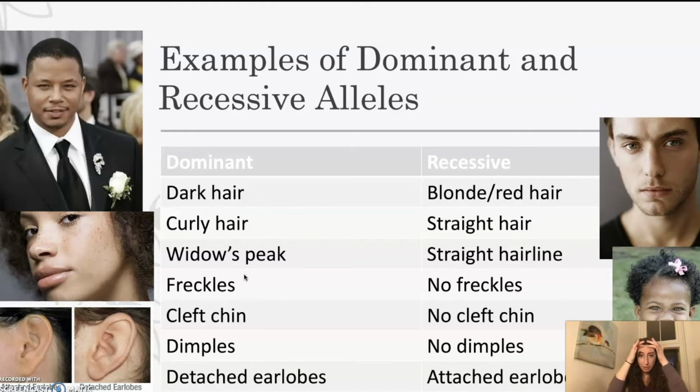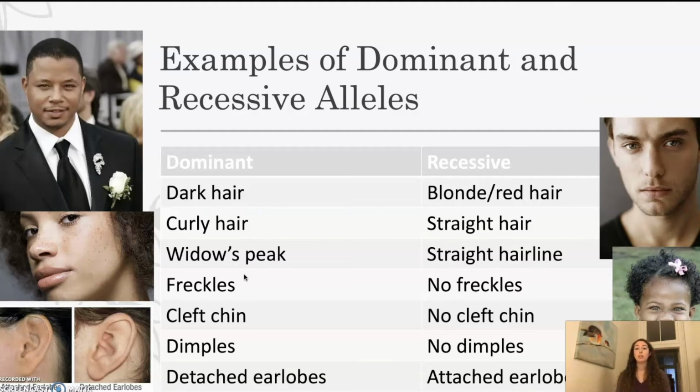Widow's peak. Widow's peak is how your hairline is shaped. So widow's peak is a dominant allele. So if you got a single copy of a widow's peak gene, then you would have that widow's peak. So you can see in the upper left corner, that picture shows what a widow's peak looks like, where it's pointed inward at the top of your hairline.